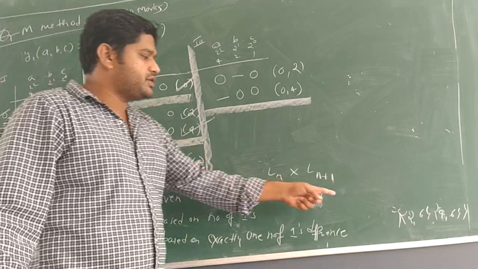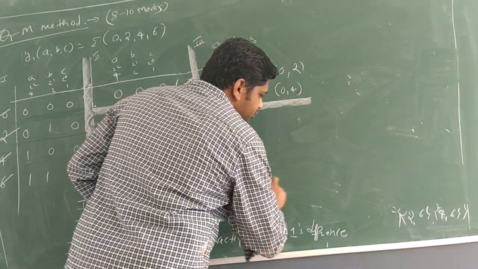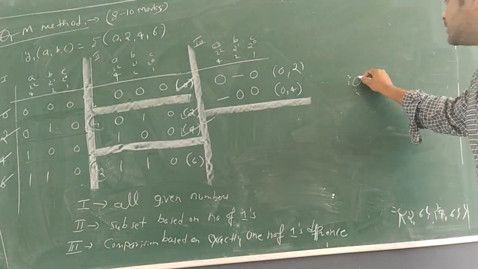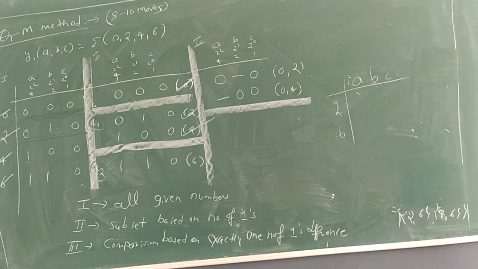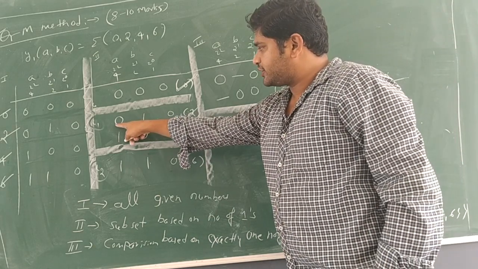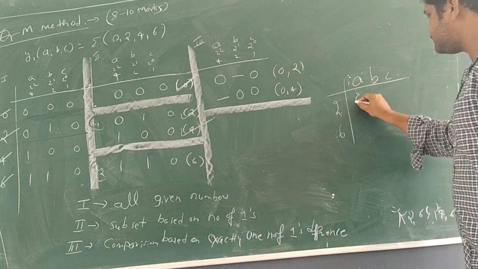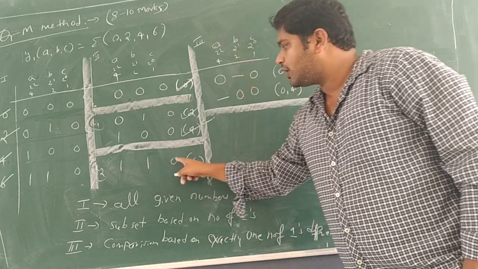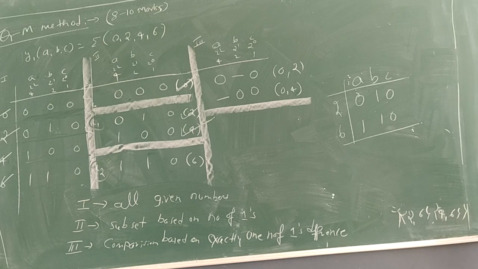So what are the possibilities? 2, 6, 4, 6. Let us take one by one. So what is 2, 6? Here for your reference, again I will write in this problem. This side 2, this side 6. Is it clear? Okay, fine. What is 2 here? 0, 1, 0. That is 2. What is 6? 1, 1, 0. Is it clear now? Compare.